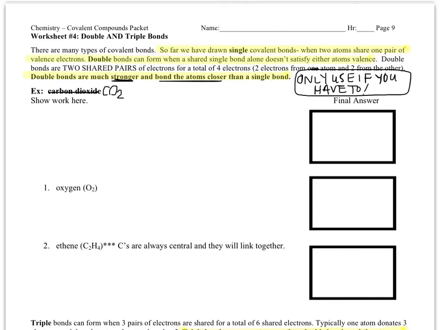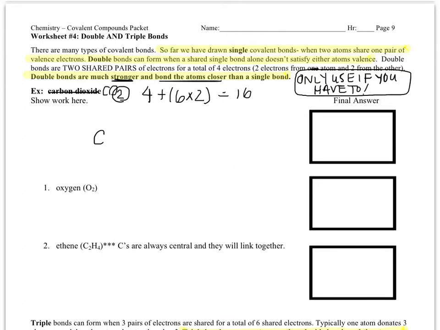So we start off the same way as we would on worksheet 3. We're going to add up how many valence electrons total we have for carbon dioxide. Carbon's in the fourth family of the periodic table. There's just one of them. Oxygen is in the sixth family. There's two oxygens, though, right? So we multiply that by 2. So 12 plus 4 gives me 16 electrons to work with. Can't go beyond 16 electrons in my drawing.